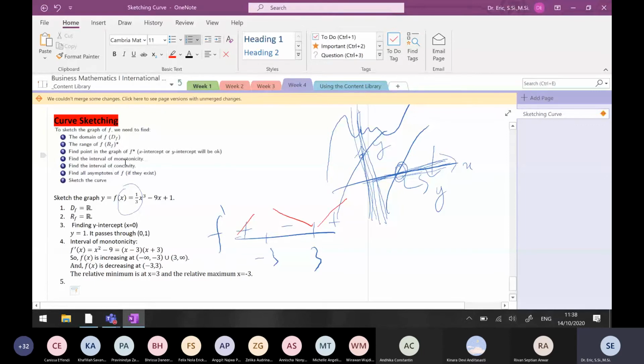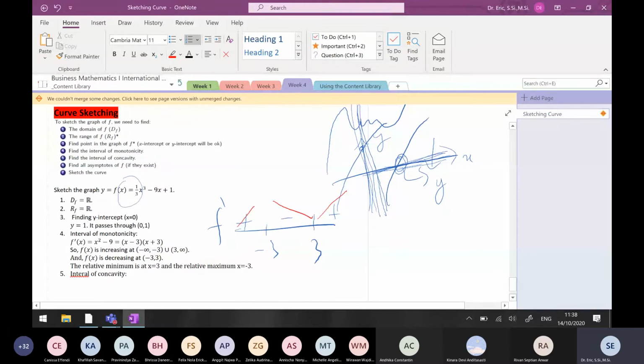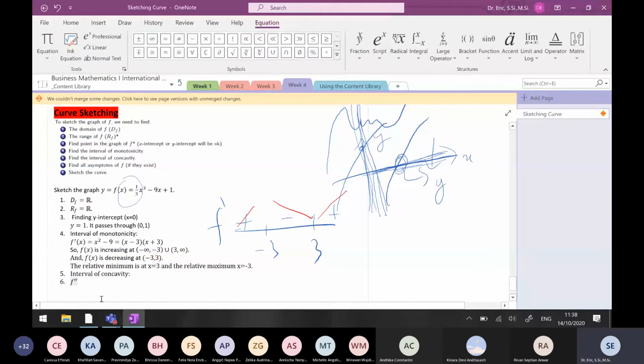I want to find the interval of concavity. For that you have to find f double prime. When f prime is this, how do we find the second derivative of this? Easy. This is 2x plus 0.